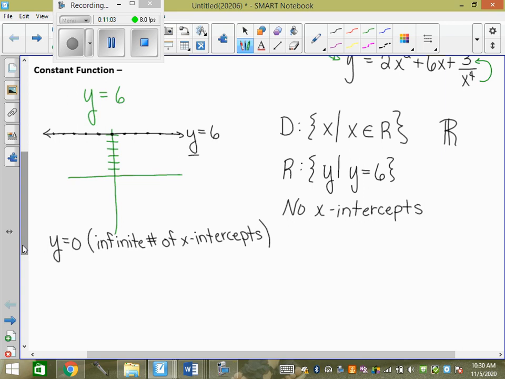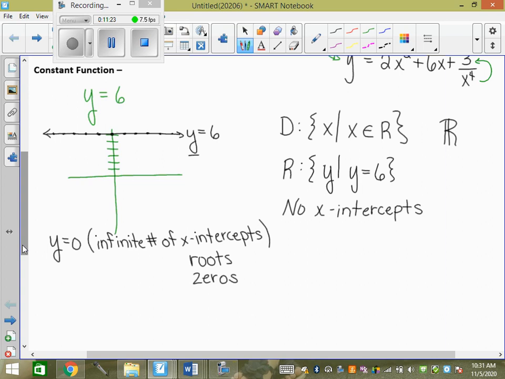Roots. They can use that word. It means the same as x-intercepts. And the other one starts with a Z. It's actually a number. 0. So they could say x-intercepts, roots, or they could call them zeros. Those are interchangeable words for x-intercepts.